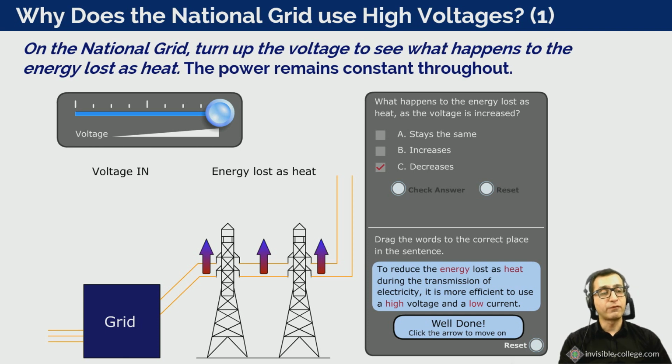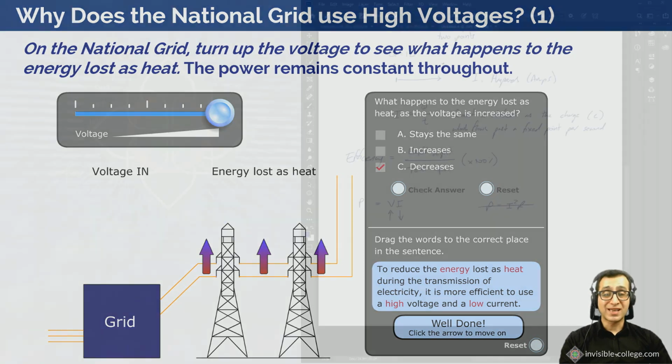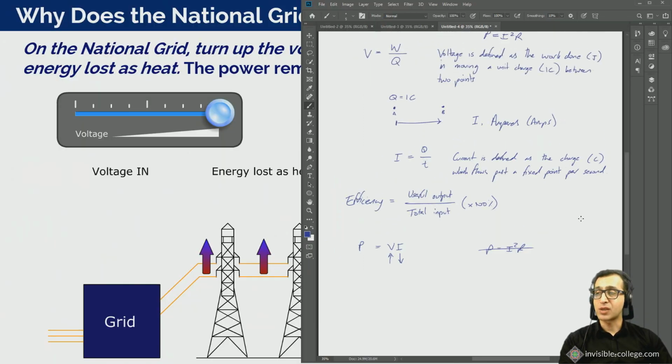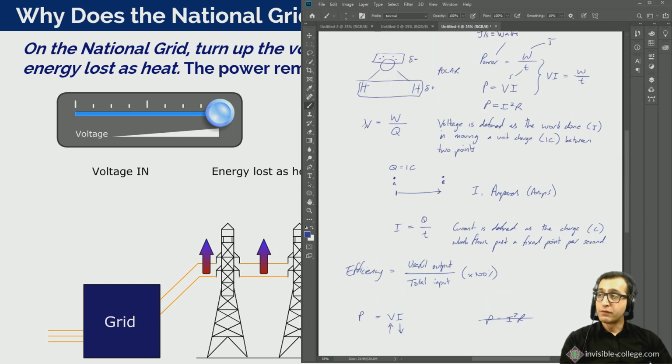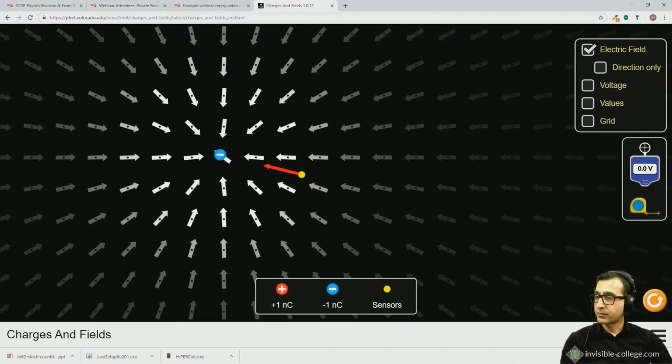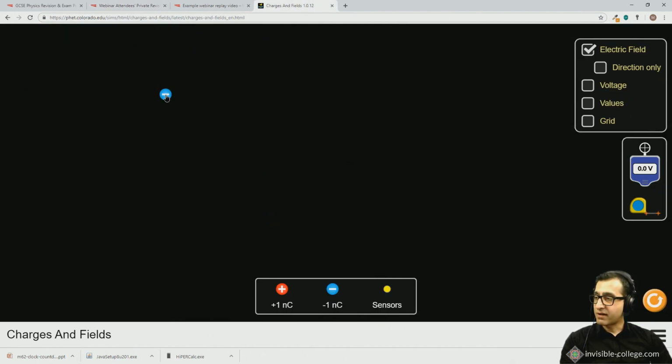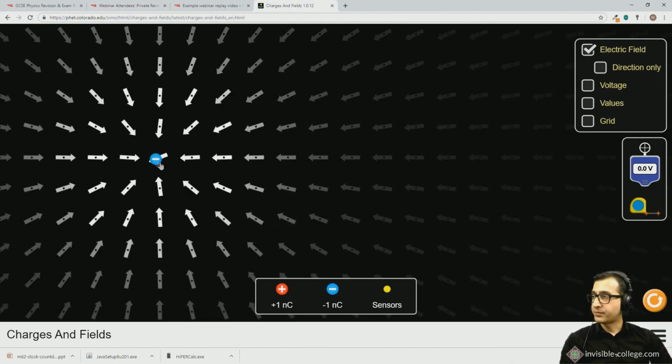They are things that require forces to move them. But when forces move objects, they do work. Work is the energy transferred by something. So let's go back to this. Voltage is defined as the work done in moving a unit of charge, 1 coulomb. So if we imagine a charged object, let's go back to this. Let's imagine we have this charge here.